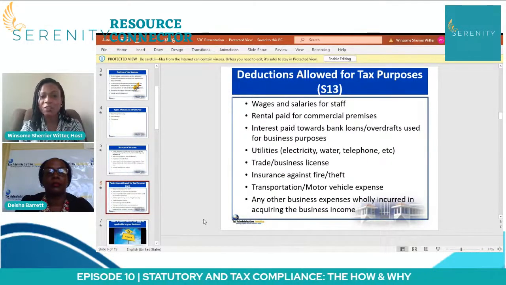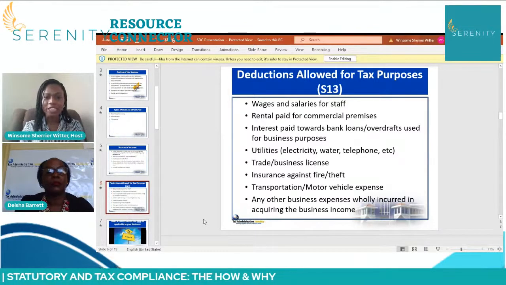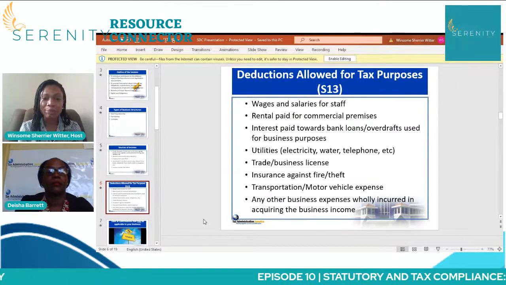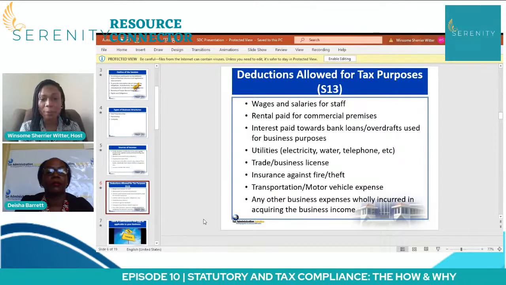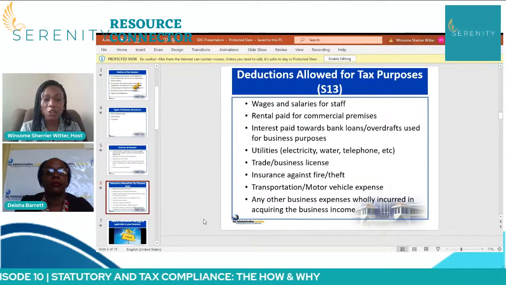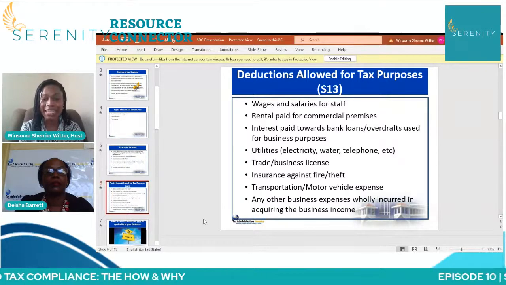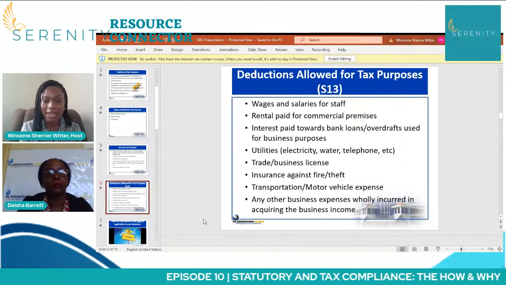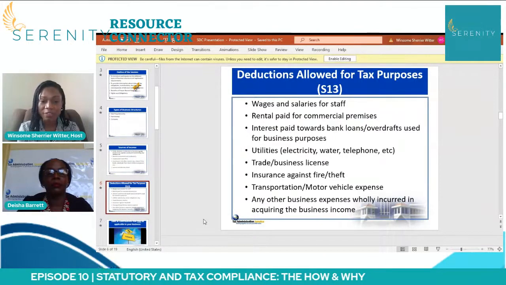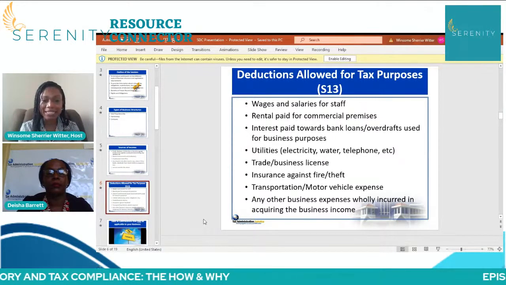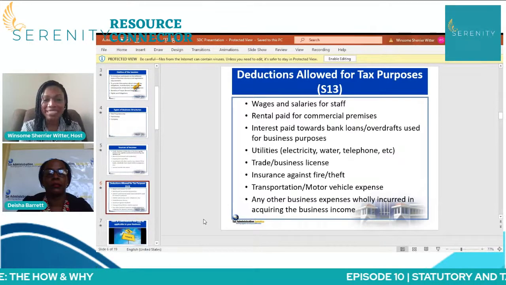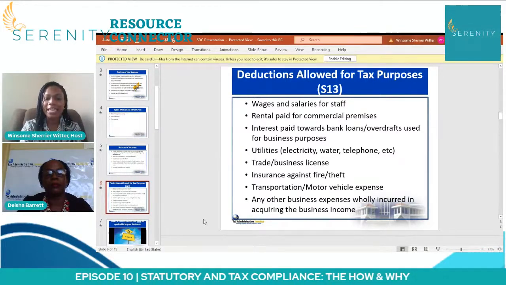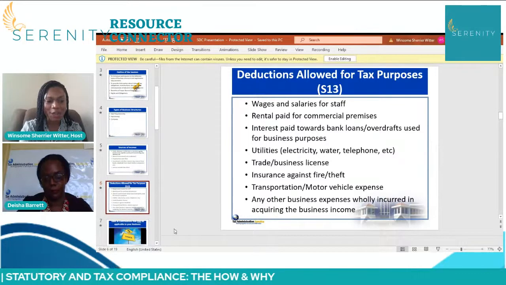So here are the deductions allowed for tax purposes. You have wages and salaries for your staff, rental paid for commercial premises, interest paid towards your bank loans or overdrafts used for business purposes. Take note of that. Utilities, your electricity, your water, telephone, etc. Your trade or business license. We're still talking about deductions that are allowed. Insurance against fire or theft. Transportation or motor vehicle expenses incurred in relation to business carried out on behalf of your organization. Any other business expenses wholly incurred in acquiring the business income.